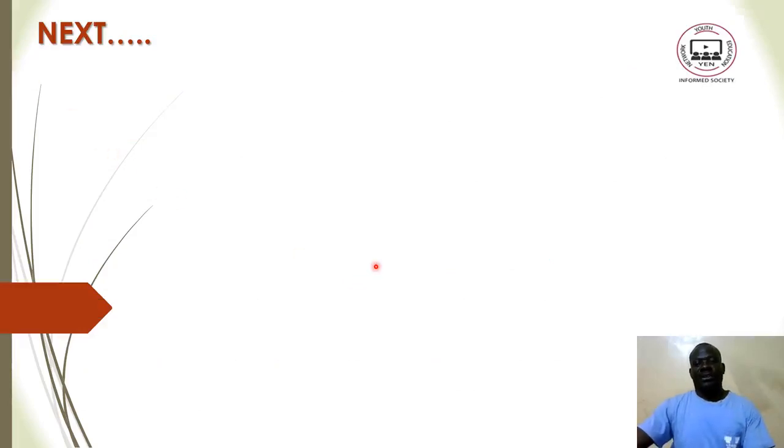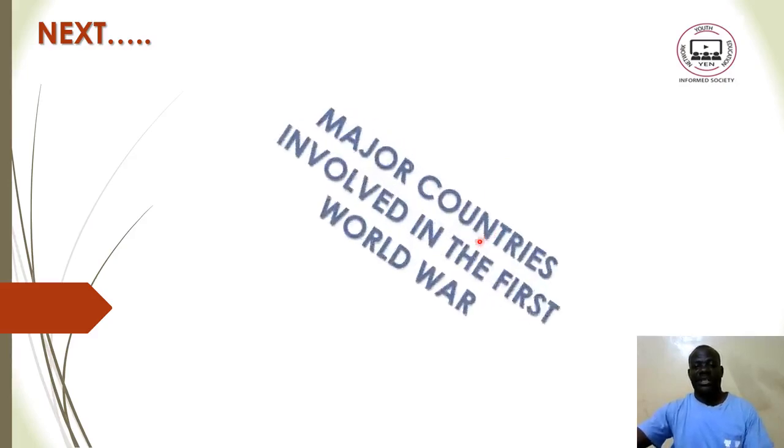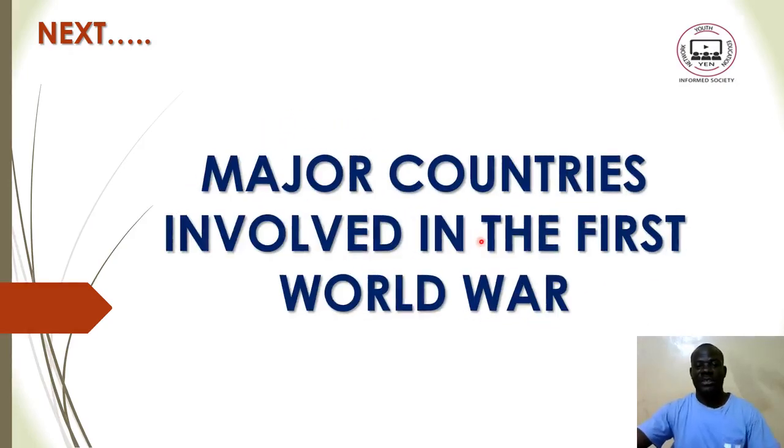To this far, let us stop here. In the next period that we meet, we are going to look at the major countries involved in the First World War. In this part, we have just been concentrating on the major events between 1870 and 1914 that took place in Europe.